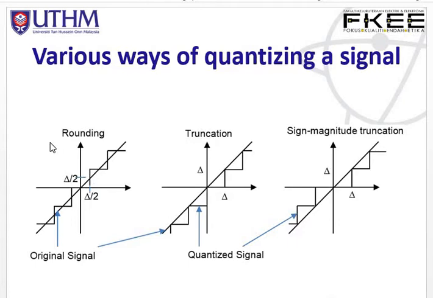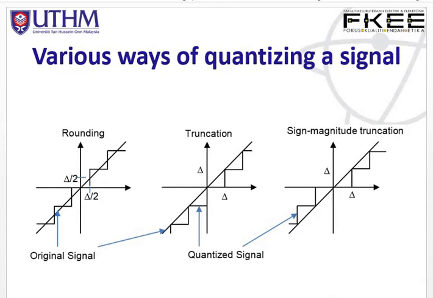So this is the graph of the type of quantization. This is the original signal. And then rounding is to find the nearest quantization level. And for truncation is to find a level that is smaller than the next higher one. And this is the sign magnitude truncation. I will show you later how each one works.